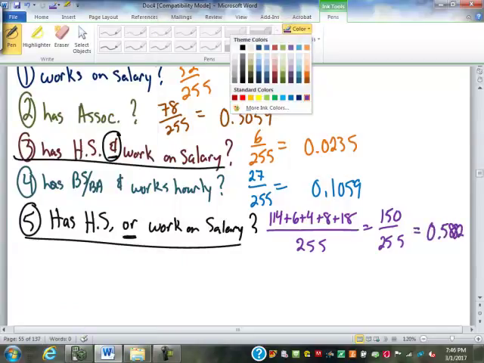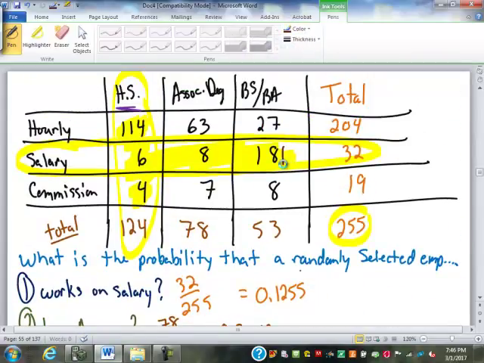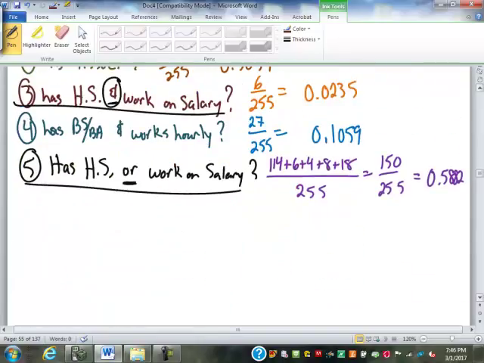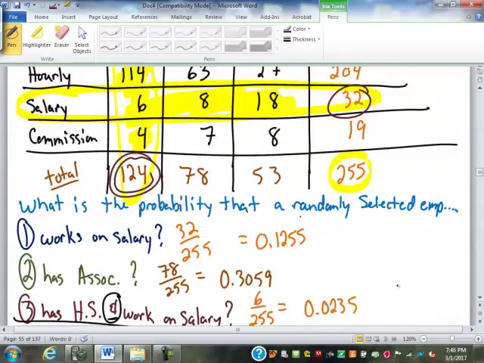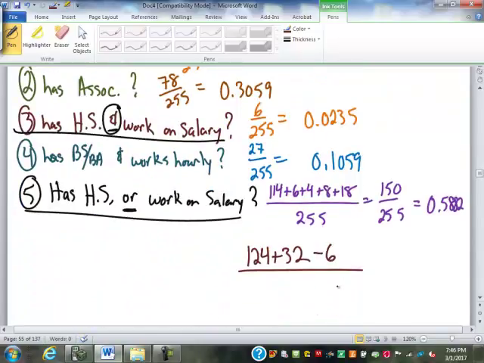What you tried to do there, and that's where I was actually going next, so I'm glad you did that. You tried to just take 124 total for high school and 32 total for salary and add them together, didn't you? Yeah, and that's why I doubled the number. The problem is, exactly, the 6 is counted in both. You can add those totals together if you go back and subtract out the 6 that was counted twice. Now if you add those up and subtract the 6, it's still 150 out of 255.